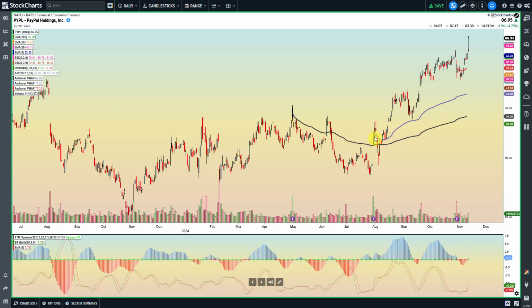Then in August, these earnings came out. Boom. She moved up above. She did test it, come down below. This candle right here was a very strong candle to tell you that it's going back up because of the long wick on the bottom. So that's like a shooting star. And boom, she moved up above.